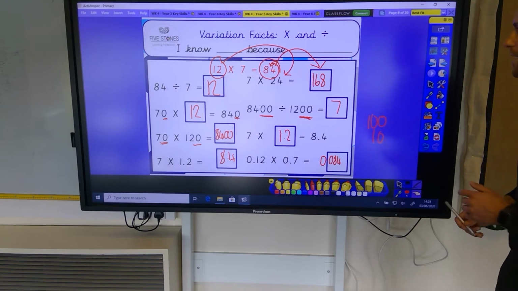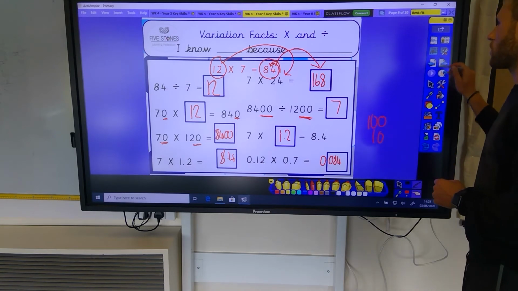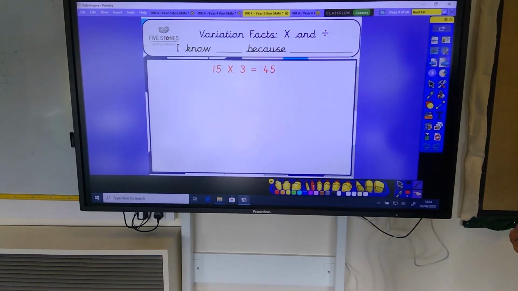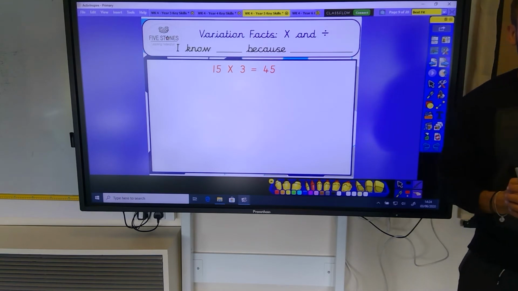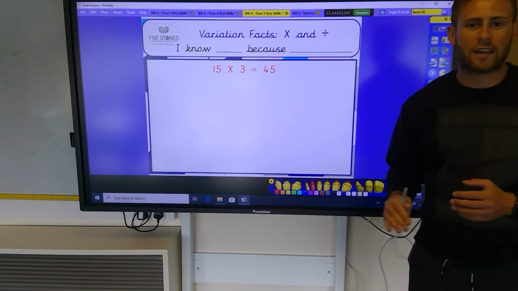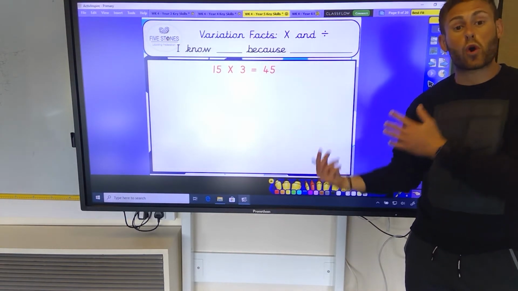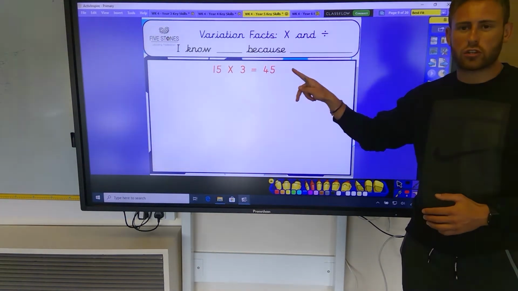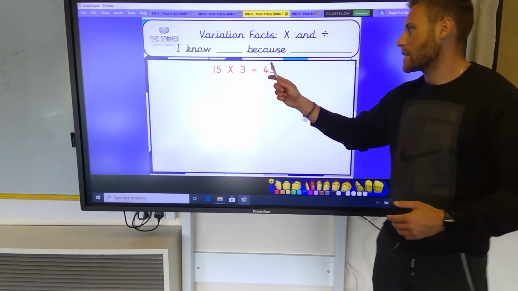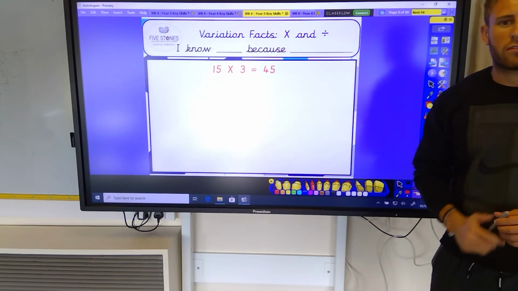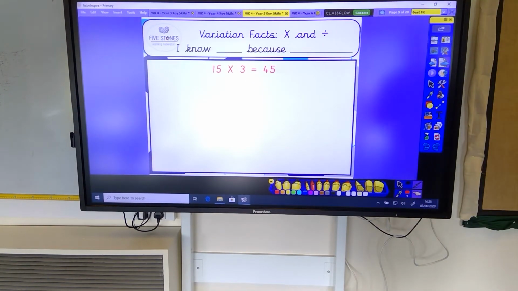So well done if you managed to get those results there. Giving you the variation fact now without any other calculations that I'm telling you you should know. You now need to tell me what you do know as a result of that completed fact. 15 times 3 equals 45. Off you go.